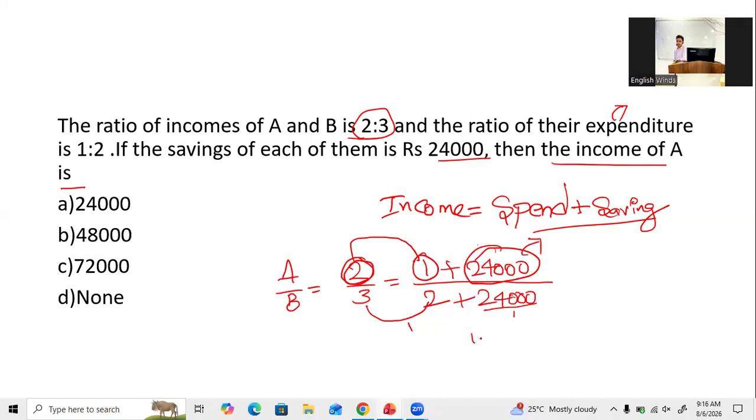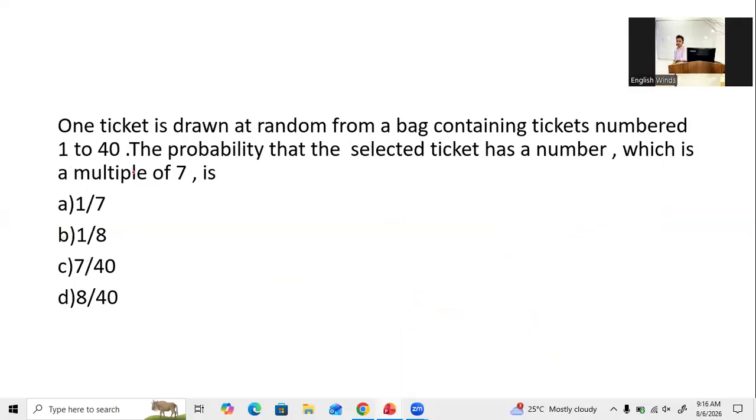So if one part is 24,000, then how about two parts? So two parts will be 48,000. Hope you got the answer. In case they ask about the income of B, then it would be 24 into 3, that would be 72,000. Hope it's clear. Okay. Let's move on to the next question.